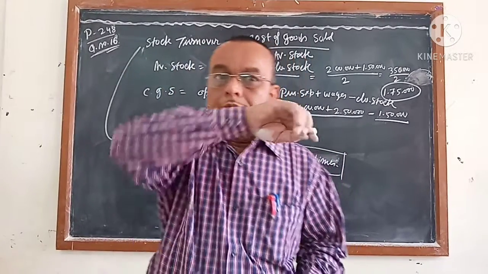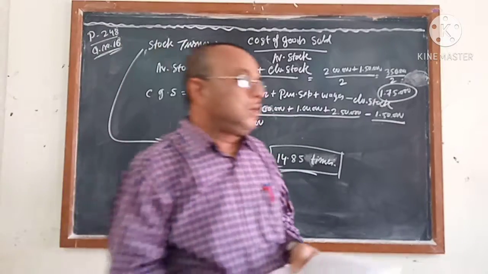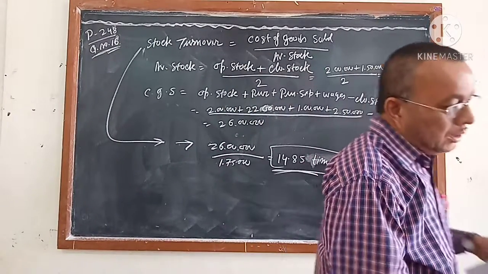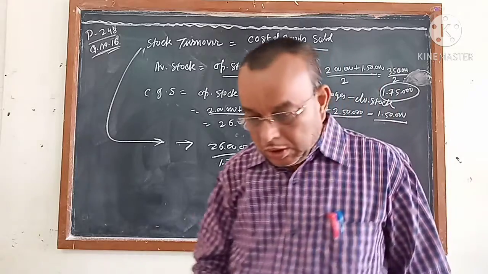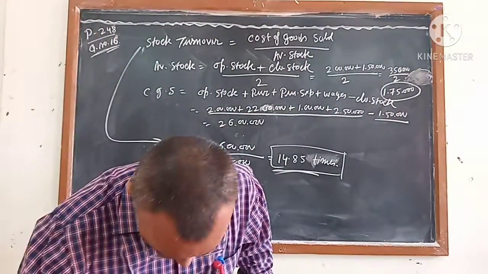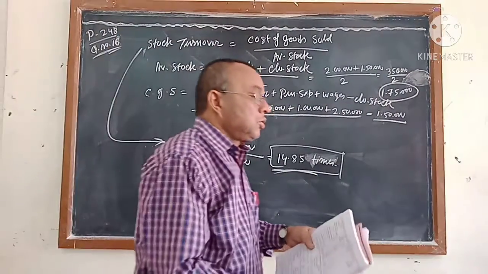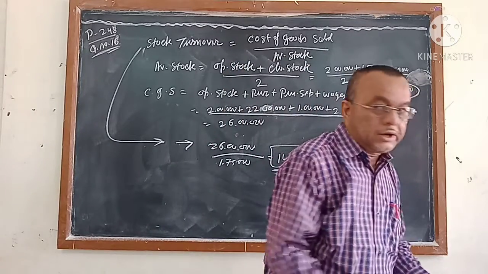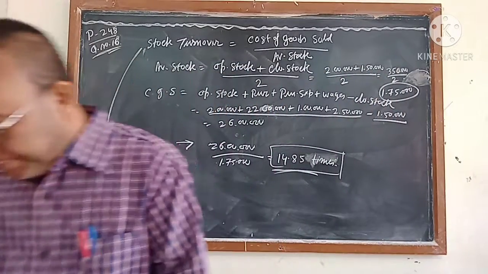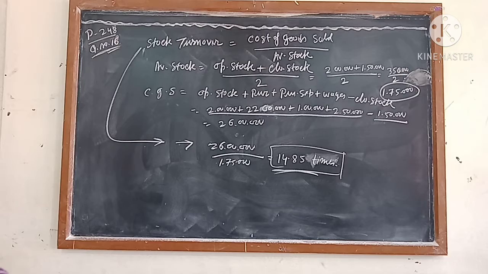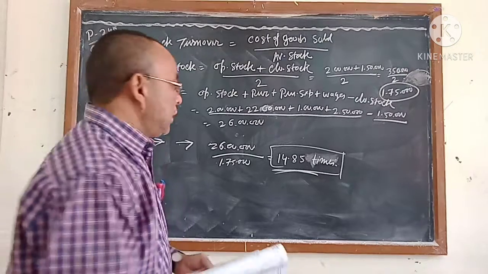So, this chapter is very easy. You only have to remember the formula, and also you have to know which method to apply to find out the cost of goods sold. Sometimes two methods are suitable for you, that you have to understand, and on the basis of that you have to do this.